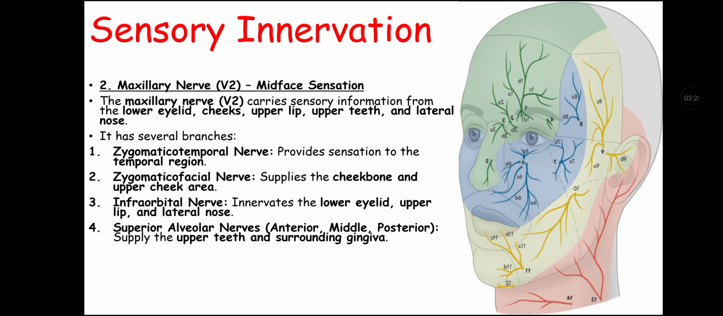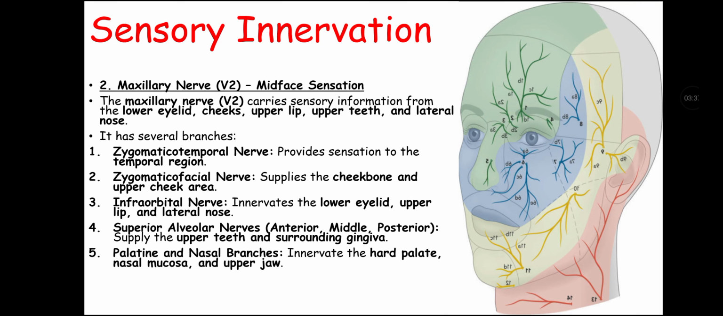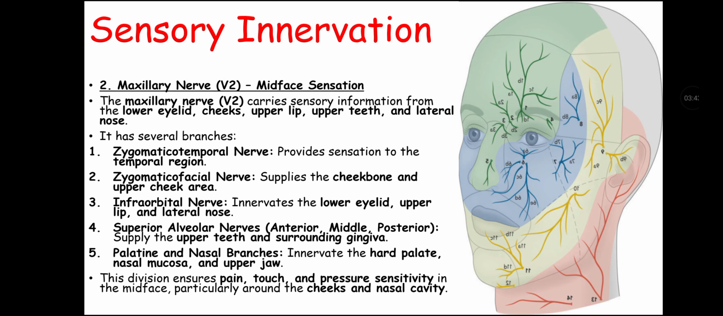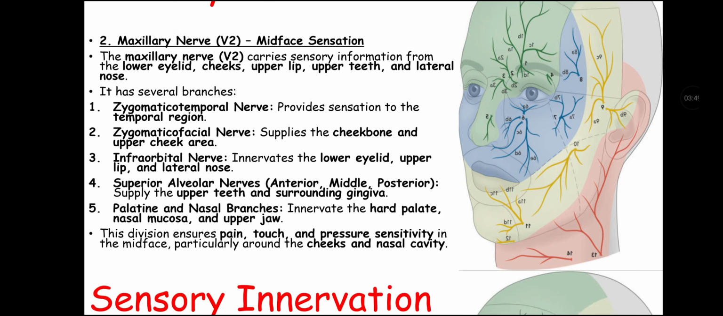and lateral nose. It has the superior alveolar nerve, that may be the anterior superior alveolar nerve, middle superior alveolar nerve, and posterior superior alveolar nerve, and it supplies the upper teeth and surrounding gingiva. It also has palatine and nasal branches that innervate the hard palate, nasal mucosa, and upper jaw. And this division ensures pain, touch, and pressure sensitivity in the mid face, particularly around the cheeks and nasal cavity.